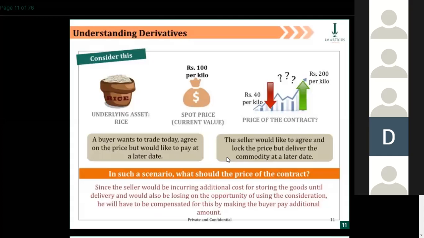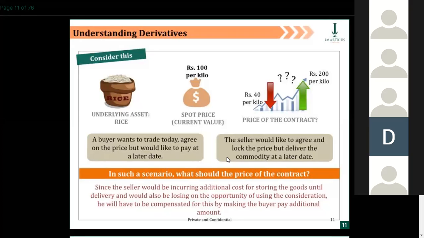Yes, sir. So in such a scenario, the buyer wants to trade today, agree on the price today, but would like to pay at a later date. This is what is happening in a future contract, right? So you are doing this contract today, but the settlement of the asset that is being agreed in the contract will take place in future. Similarly, the seller is also agreeing and locking the price, but delivering the commodity at a later date. So that's what you are doing in this contract.